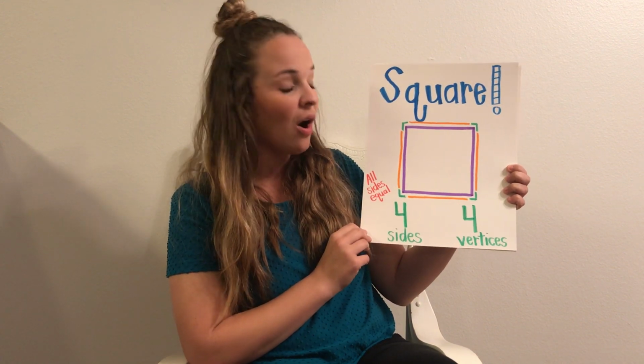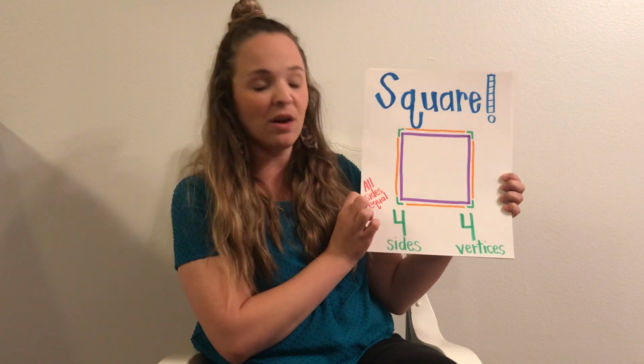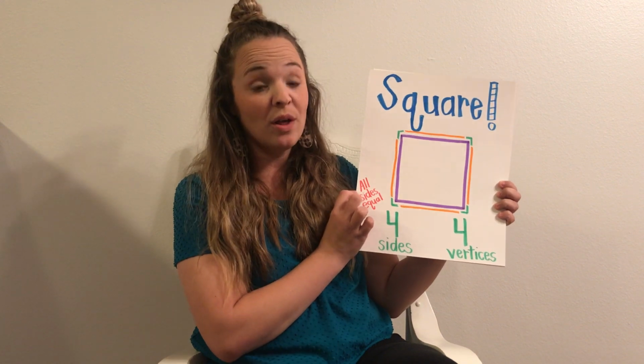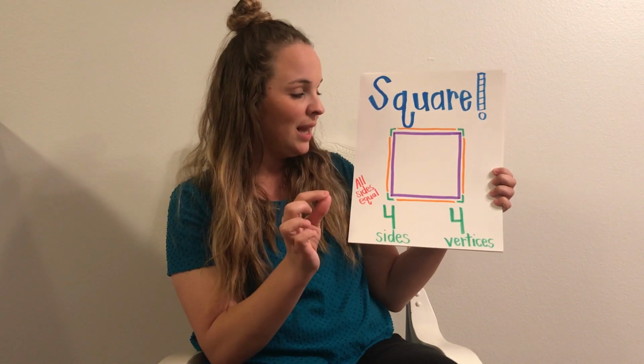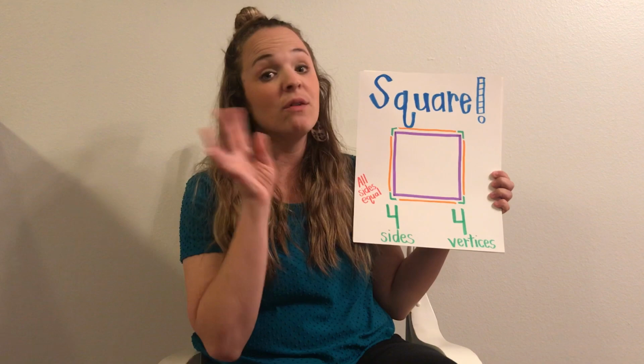And on a square, all of the sides, I wrote this over here, all of the sides are equal. They're all an equal length. So this is our square, 4 sides, 4 vertices. All right, that one was easy. Let's move on to our next one.